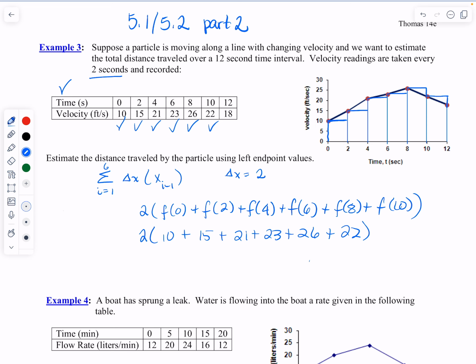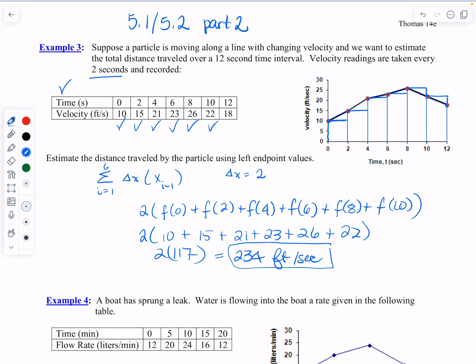I'm going to take out the calculator and do that. So I get 10 plus 15 plus 21 plus 23 plus 26 plus 22, and when we do that, we get 117. And I'm going to multiply that by 2 to get 234. And remember, this is the estimate of the distance traveled by the particle, and the units would be feet per second.